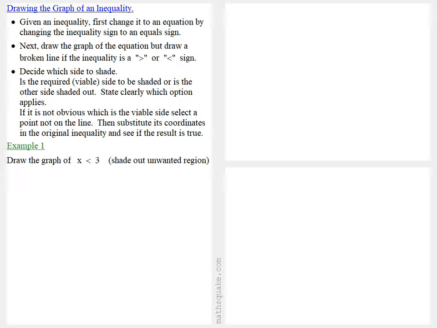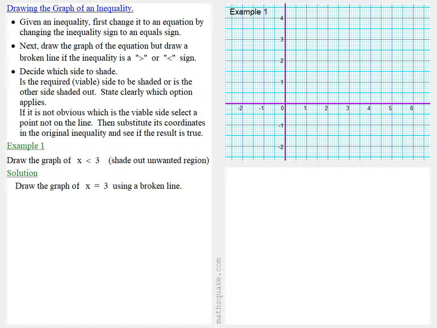Example 1. Draw the graph of x is less than 3. Shade out the unwanted region. To do this, draw the graph of x equals 3. Now this is a vertical line passing down through 3 on the x-axis. But draw it as a broken line because the inequality is x is less than 3. There's no equals there. Now we must shade out the region x is greater than 3, so that means we shade out the region to the right of the line.